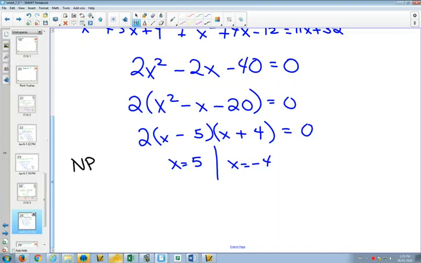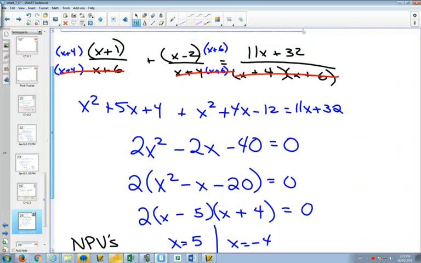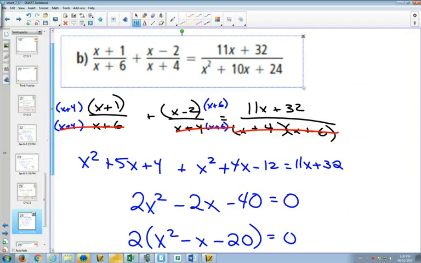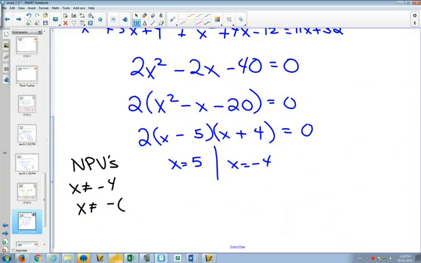Go back to our original equation and look for non-permissible values. X can't equal negative 4 and negative 6. So we only have one solution again. One of them is extraneous, and the other one is fine. So unlike the radical equations, when you had to check left side and right side, these ones are easier to check because you just have to look at your non-permissible values. And as long as your answers aren't a non-permissible value, they're going to be fine.